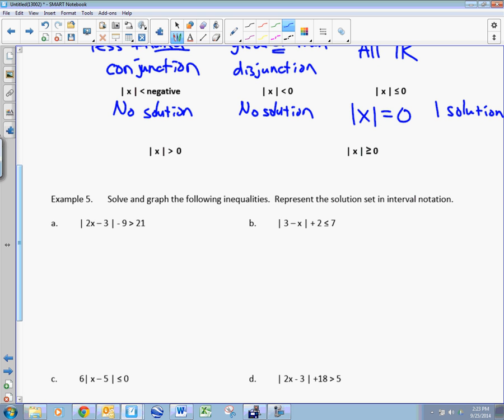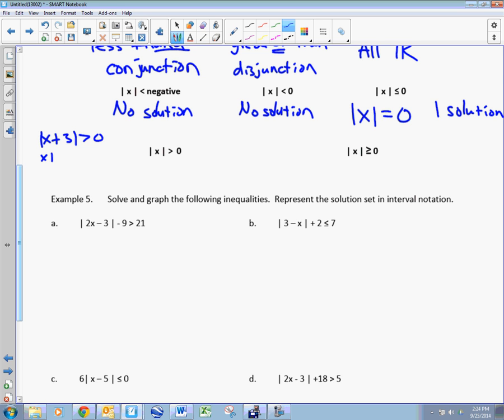Absolute value of x greater than 0. Can an absolute value be greater than 0? Yeah, most of the time they are. Do they always have to be greater than 0? Unless they are equal to 0. So in this situation, I'll give you an example. Say absolute value of x plus 3 greater than 0. Is that a conjunction or a disjunction? Greater than, so it's a disjunction.